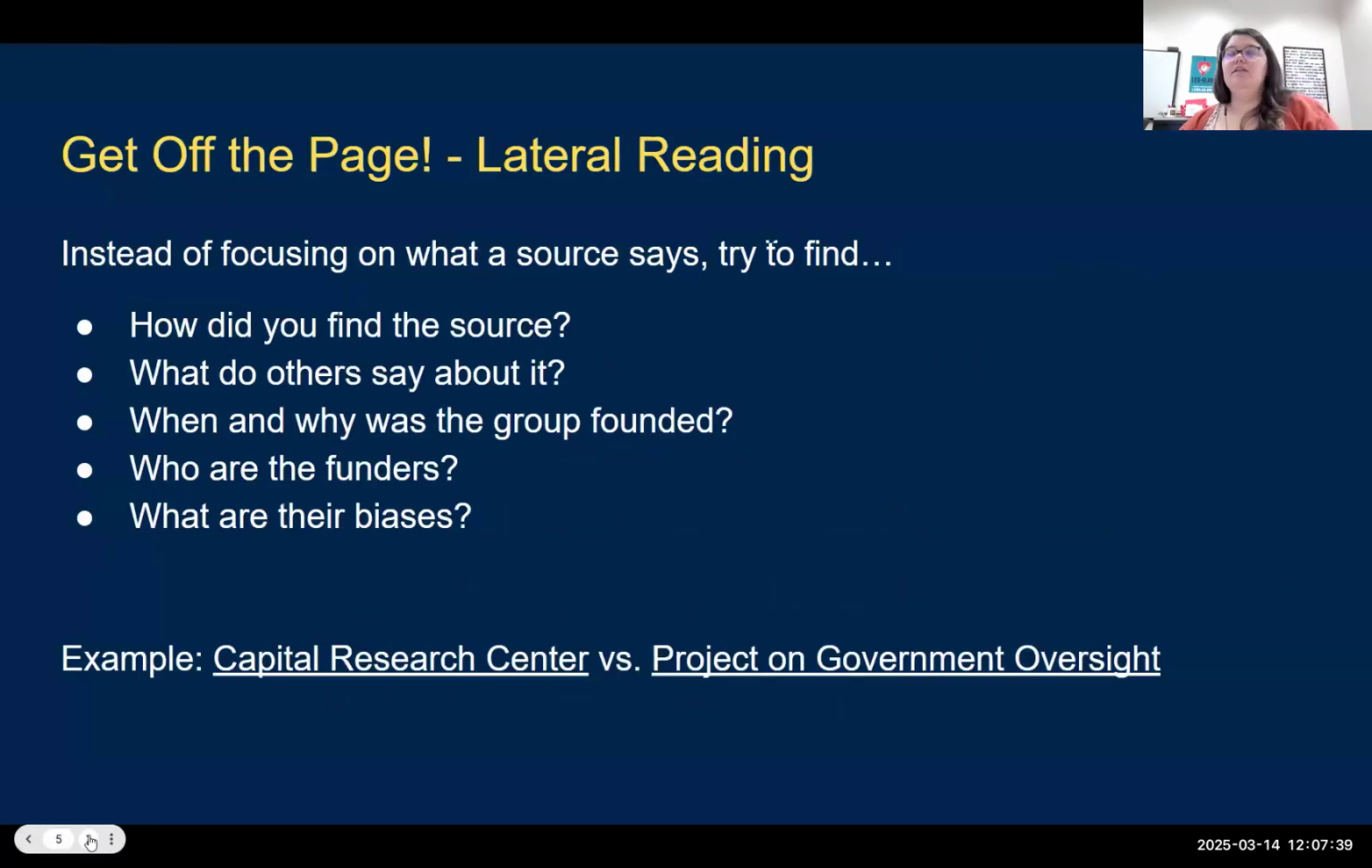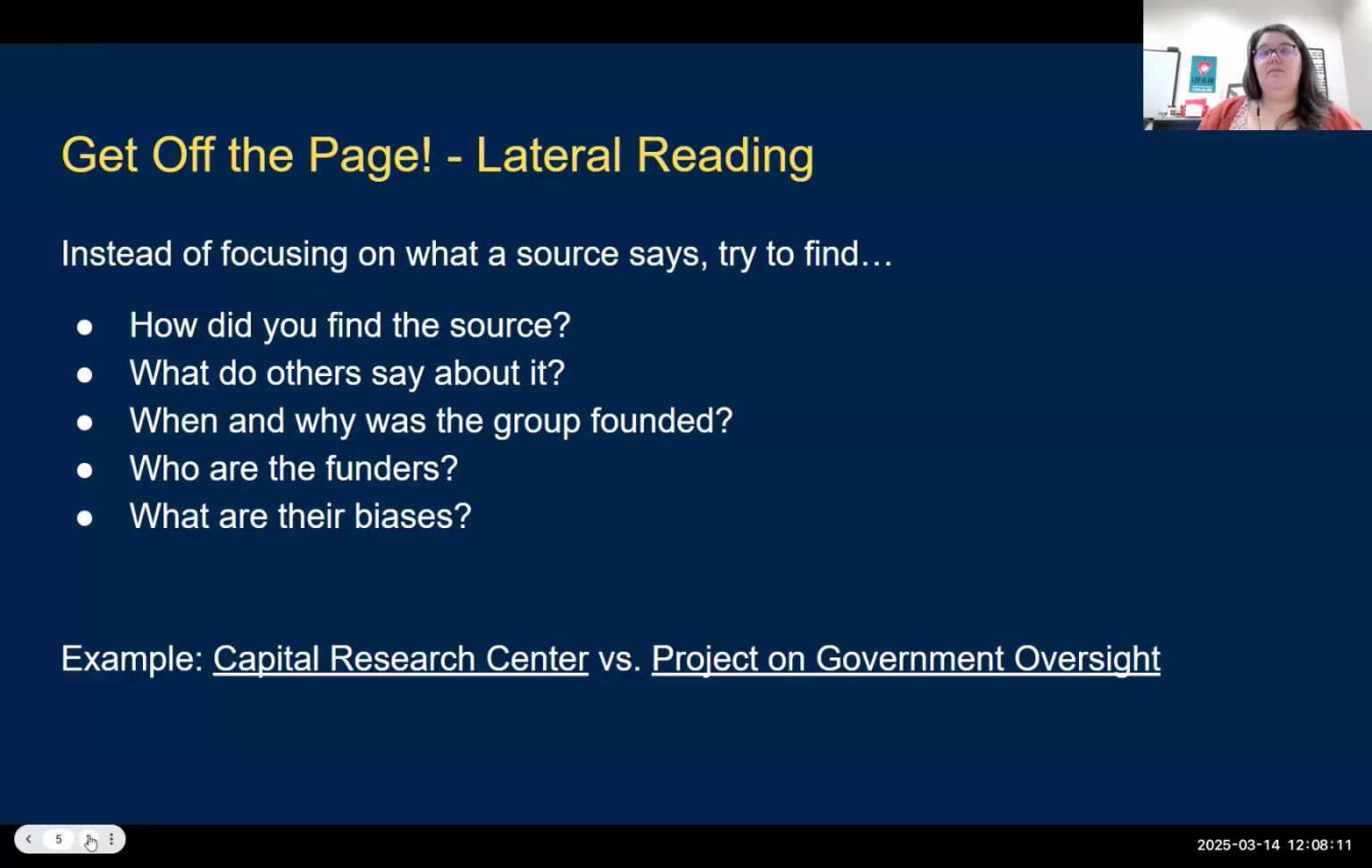Okay. The other thing that you should be doing, especially when you're investigating the source, is to get off the page, right? To look into the source itself. This is often called lateral reading. And instead of just looking at what a source says, looking at the context around the source. So again, how did you find it? Did it get pushed to you through search engine optimization? Did it come through a social media algorithm? Were you intentionally looking for it, through a library, or through Google or DuckDuckGo or something?